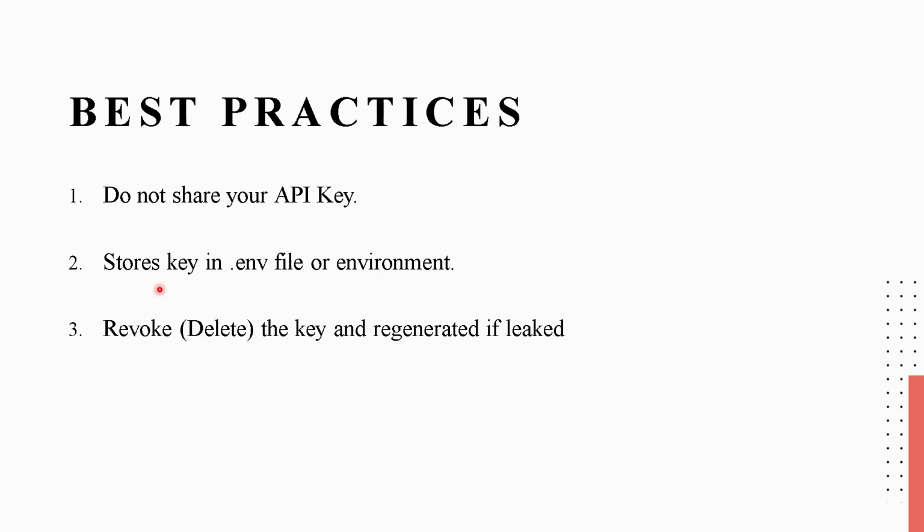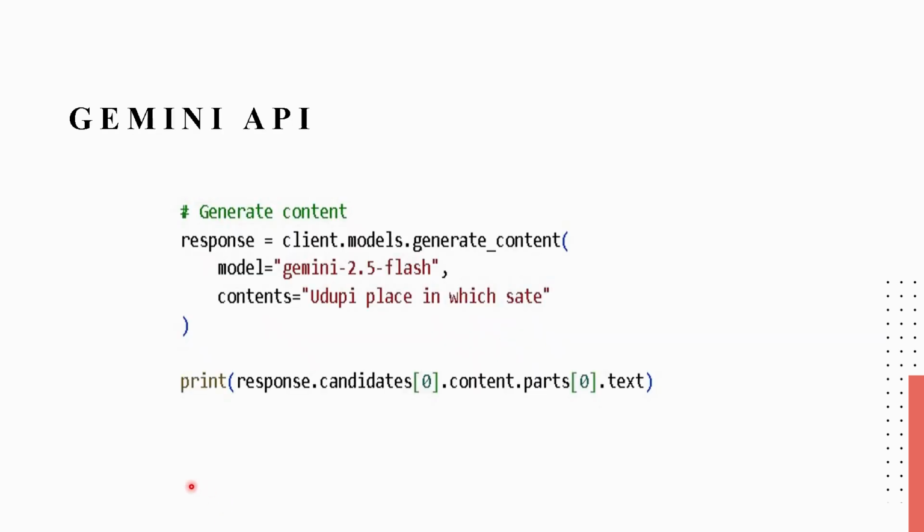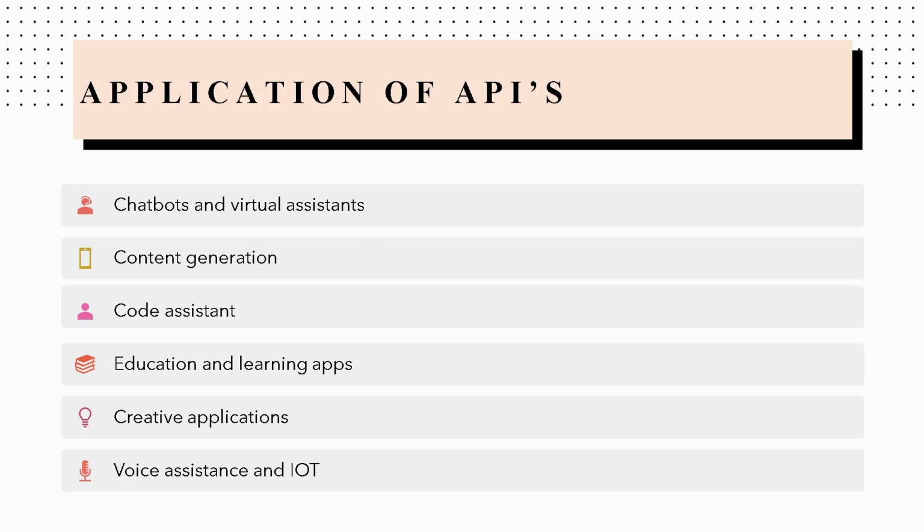For best practices, do not share your API key. Store the key in an env file or environment. Revoke or delete the key and regenerate the API key if it is leaked. Right, with the Gemini API key, the model used is Gemini 2.5 Flash, and here also the AI response will be displayed in the output. I also uploaded this code to my GitHub account, and I give the link of my GitHub account in the description box.